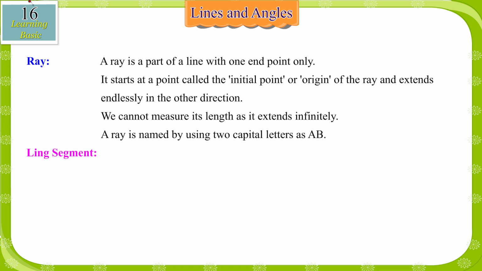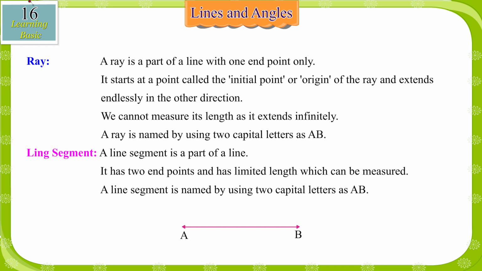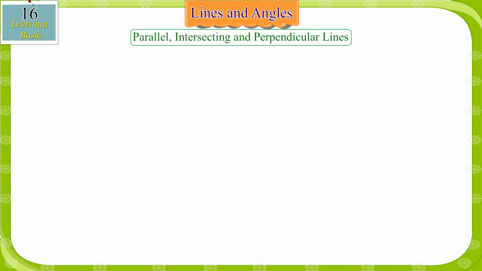Line segment. A line segment is a part of a line. It has two endpoints and has limited length which can be measured. A line segment is named by using two capital letters as line segment AB. Parallel, intersecting and perpendicular lines.